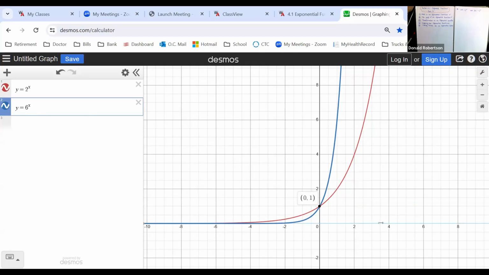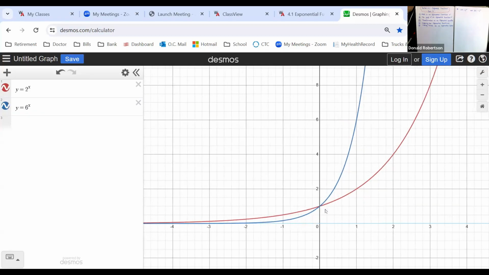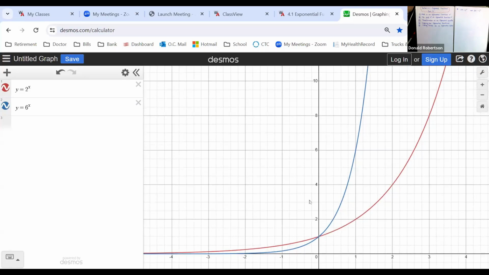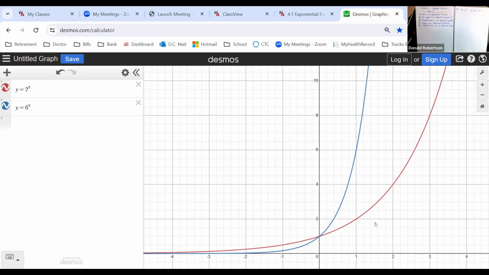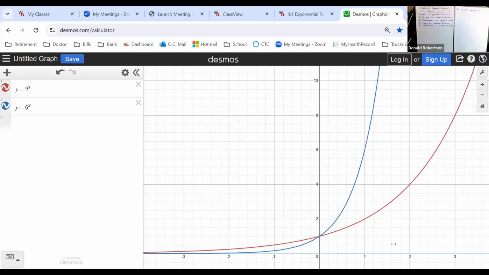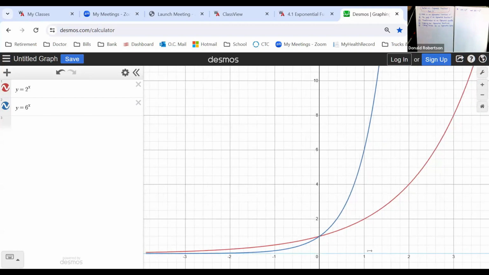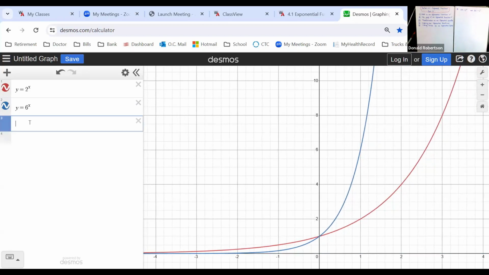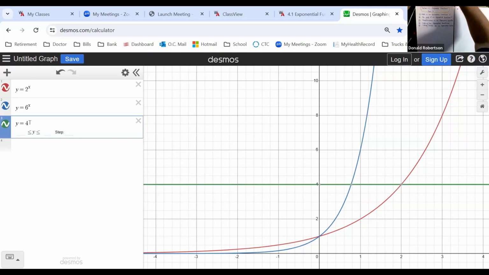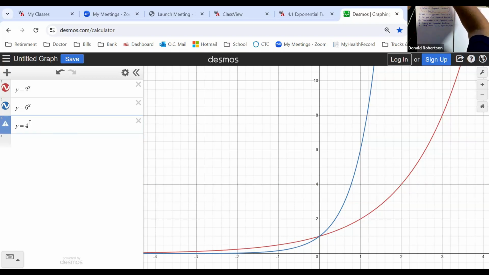Let me change the scale a little bit. Maybe drop this down a touch. There we go. Maybe I did too much. There we go. Now, I'm going to put in y equals 4 to the power of x. And you should not be surprised by what happens. Do you notice it's between 2 to the x and 6 to the x?